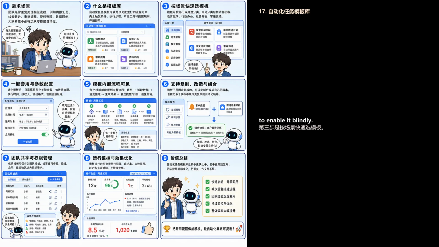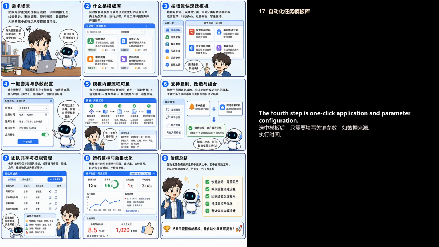The third step is choosing templates by scenario. Common categories include sales acquisition, education, administrative office work, operations, analysis, and customer support. In sales acquisition, templates may include automatic lead assignment, customer follow-up plans, deal progress reminders, and potential customer filtering.